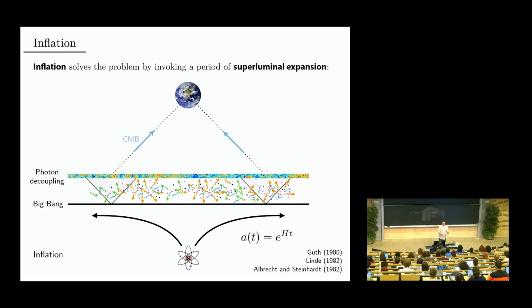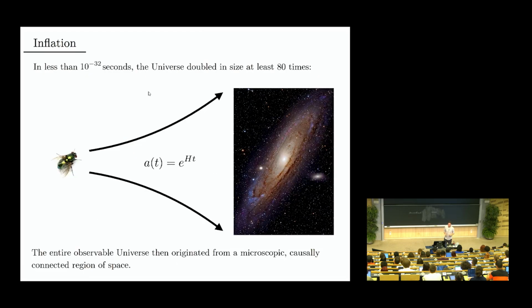And so by doing that, you can take a tiny patch of space. That patch of space has reached thermal equilibrium just causally by heat flow from one region to the next. And then you take that region of space and you expand it by an enormous amount. In fact, this is one way of visualizing the amount of expansion. First of all, this period lasted for less than 10 to the minus 32 seconds, we think. So in a blink of, we can't even visualize how short that is. And the universe doubled in size at least 80 times in that period.